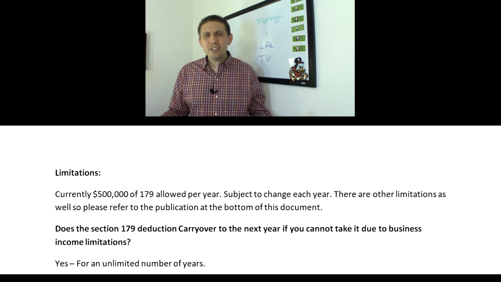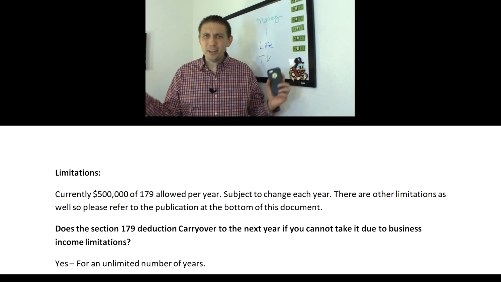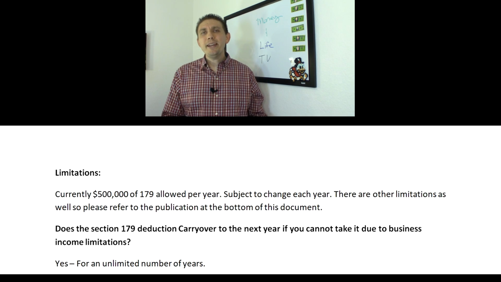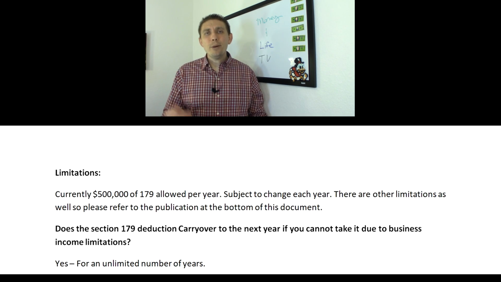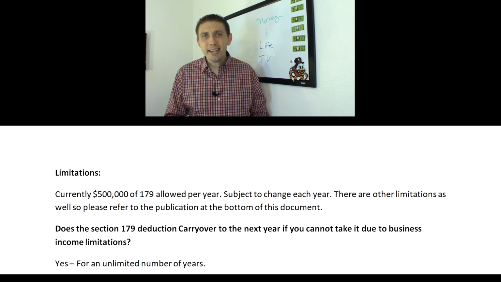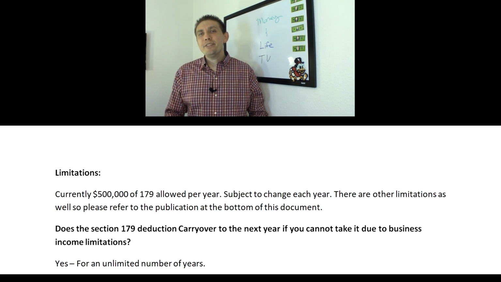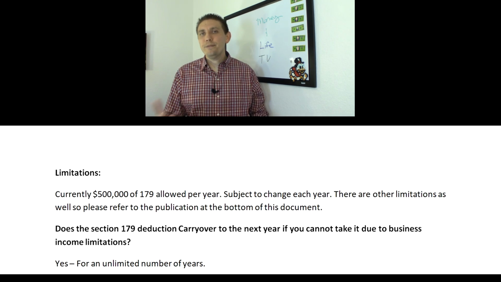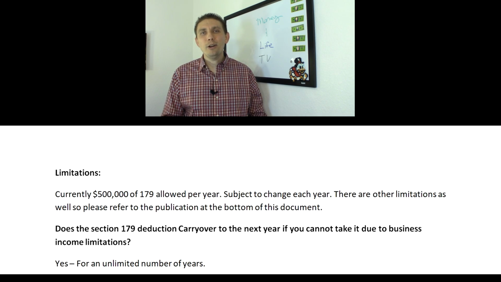Are there limitations on Section 179? Is there a limit to all this? Yes. Currently, the limit is $500,000 in each year in terms of how much Section 179 your business can take. But that's subject to change every single year. It always changes from year to year. You never know until Congress passes the laws.